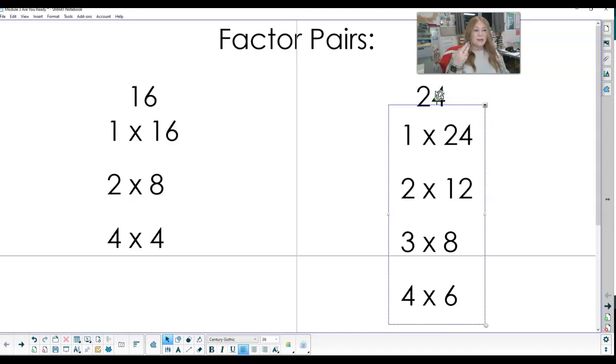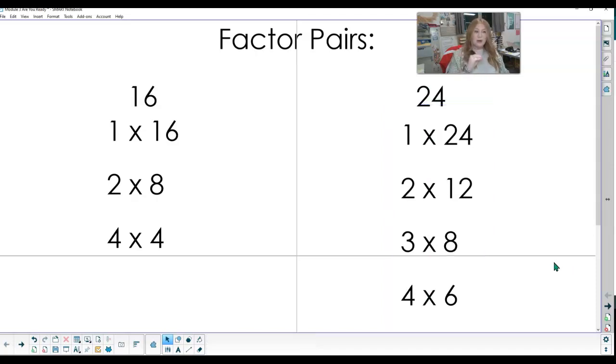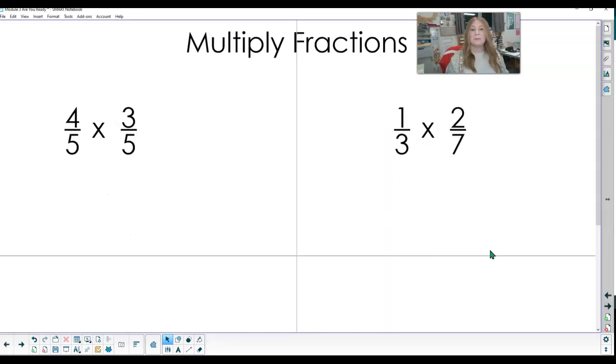So they're just two numbers that multiply together to make another product. Go in order to make sure you get all of the pairs. When we multiply fractions, we actually do not need common denominators like adding and subtracting. So multiplying fractions is the best.